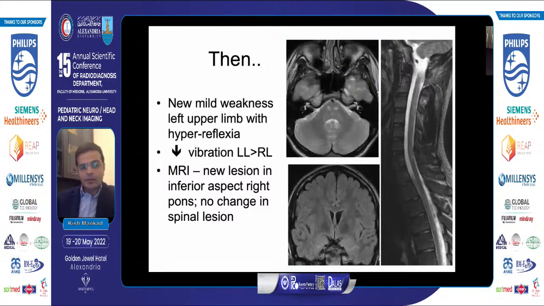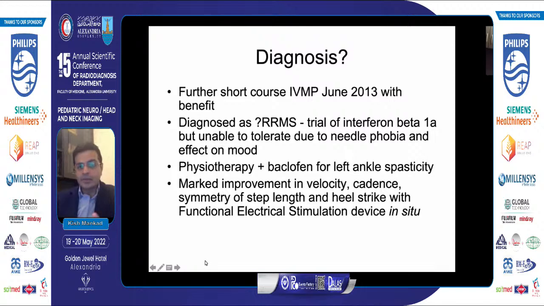Then the child goes on to have further clinical deterioration. And you can read the slide, you can see that they've got new mild weakness in the left upper limb. At this point in time, we're seeing more spinal lesions as well. We're seeing these lesions looking fairly symmetrical. People started thinking again about metabolic and mitochondrial entities. Not much else happening out there in the supratentorial compartment, apart from some stray subcortical lesions. At this point in time, the diagnosis is unclear.